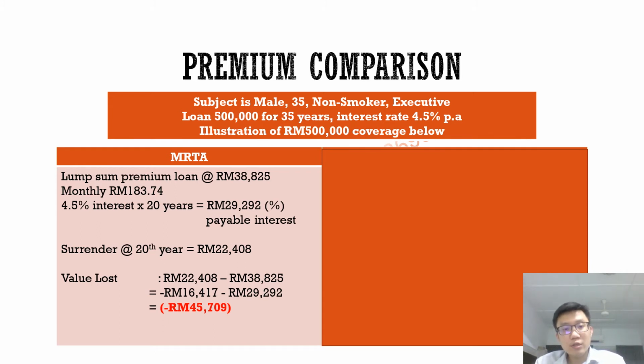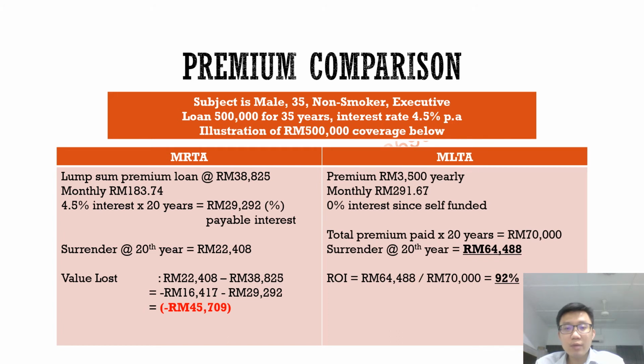So if this person chooses to surrender the MRTA by selling the property on the 20th year, he will get back about 22,408 ringgit. So let's look into the value loss in this premium. He would have gotten back about 22,408 ringgit, but let's not forget that the value that he took for the MRTA originally was 38,825. So the net loss from there is 16,417 ringgit, and you have to minus the interest incurred for 20 years, which is 29,292, which results to a value loss of 45,709 ringgit.